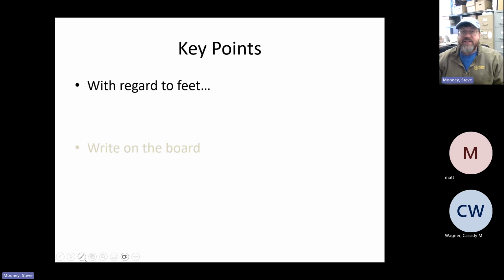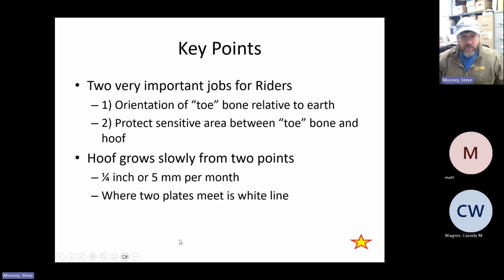With regard to feet, I can't write on the whiteboard because I'm not there, but we have two key points that I want to focus on. There are two important jobs we need to think about as riders or people that are caring for our horses. One is we need to maintain the orientation of the toe bone relative to the earth. If we tilt that bone too far in either direction, bad things happen. We start to get imbalances in weight bearing, and that's going to lead to the destruction of hoof and ulcers and problems.